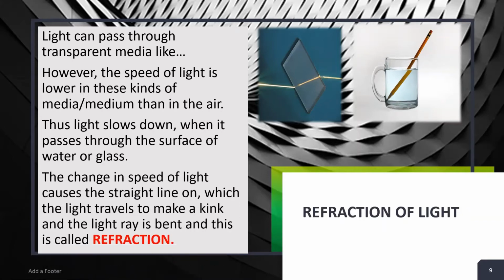The change in the speed of light causes the straight line on which the light travels to make a kink, and the light ray is bent. This is called refraction.